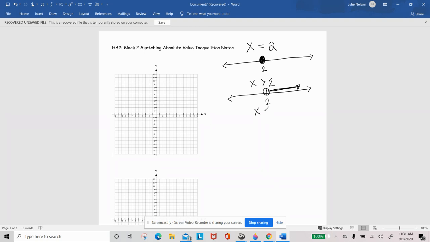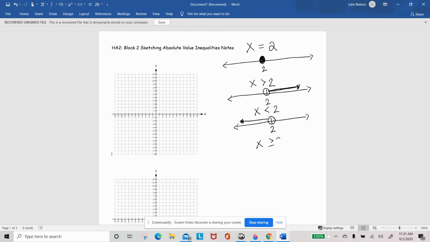X is less than 2. Numbers that are less than 2 are numbers like -3, 0, 1.99993. Numbers that are less than 2, again, are not equal to 2, so it's an open circle, but they're smaller than 2.